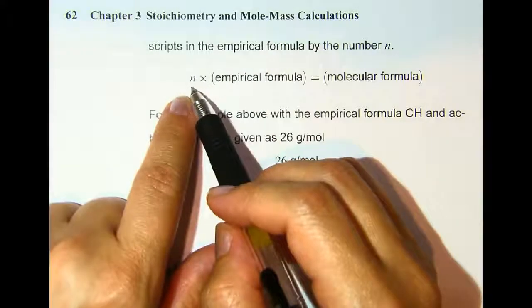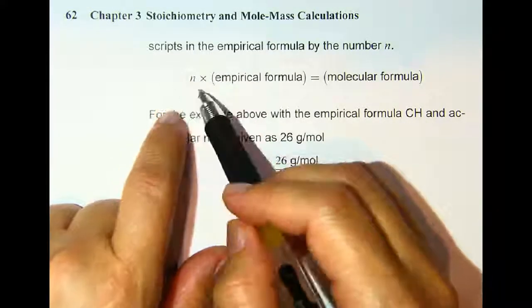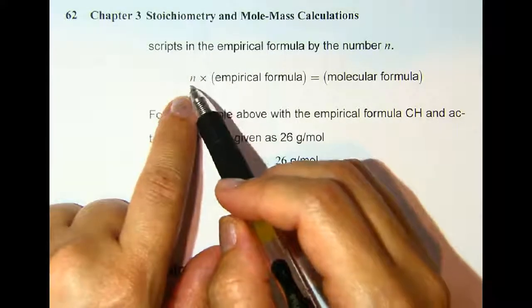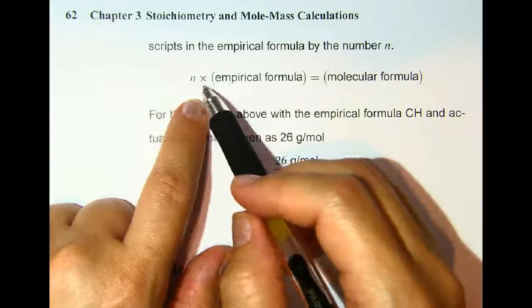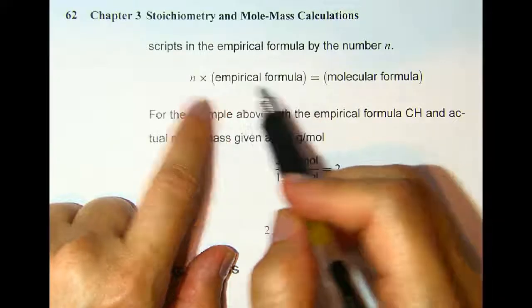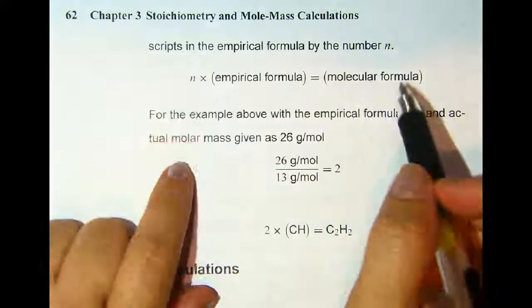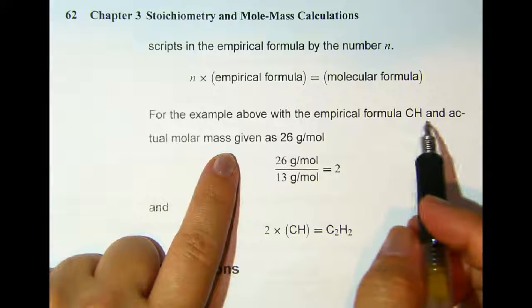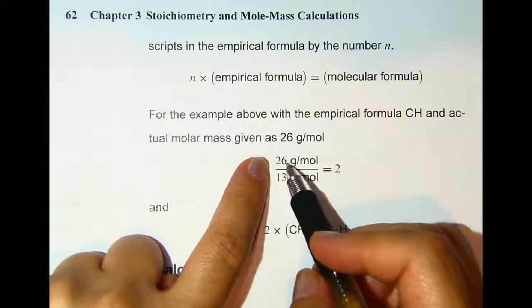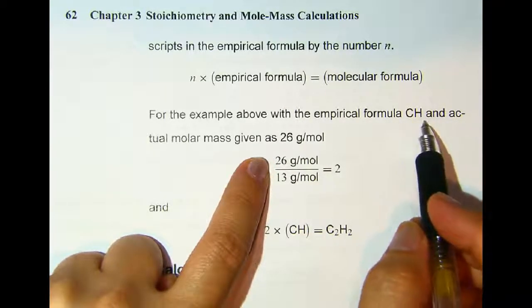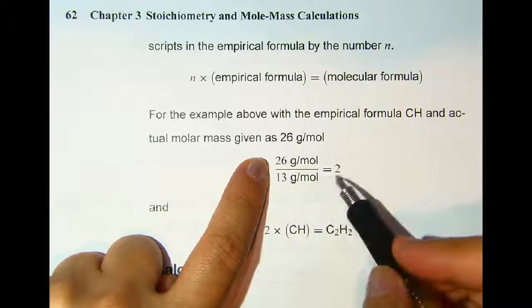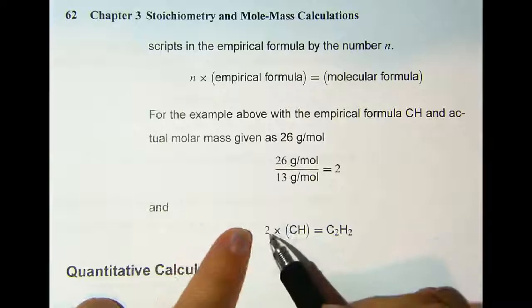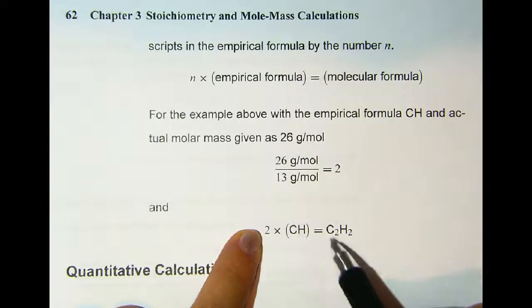So once I compare the molecular mass divided by the empirical mass, I'll get a number, a whole number, it has to be a whole number, and I'm going to multiply that times the empirical formula, and that'll give me my molecular formula. So for example, for CH, the actual mass is 26, but if I do carbon plus hydrogen, that's 12 plus 1 equals 13, and when you compare those, you get an integer of 2, and that means 2 times the CH gives me my molecular formula of C2H2.